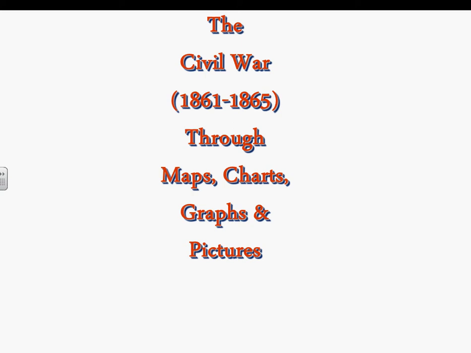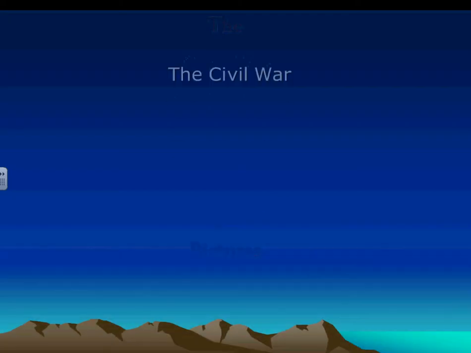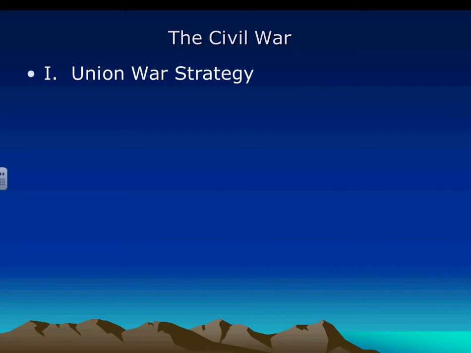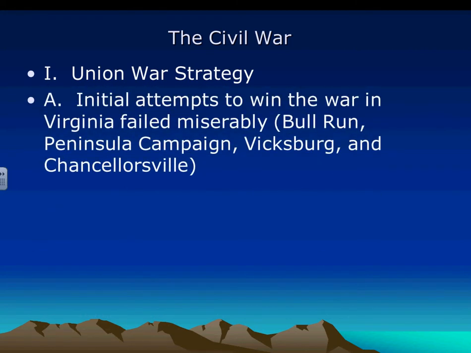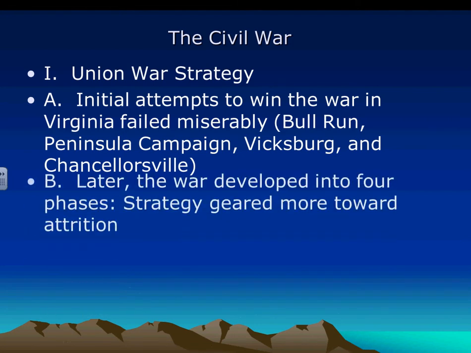In terms of looking at some of the graphs and charts, we'll look at the Union strategy. Initial attempts to win the war in Virginia failed miserably. The first battle, from the Northerners' perspective, was Bull Run. They tried the Peninsula Campaign, Vicksburg, and Chancellorsville. All of these were defeats for the Union Army.